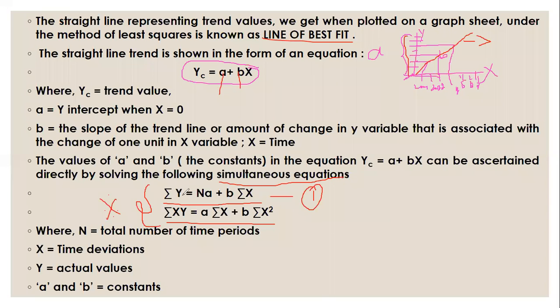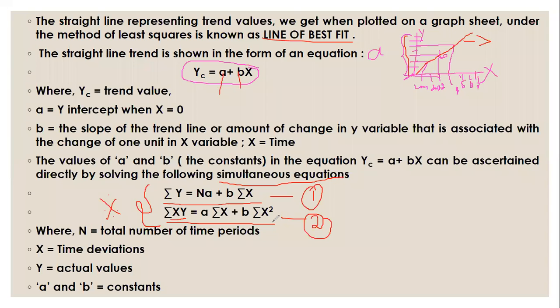So sigma y is equal to n into a plus b into sigma x. That is equation number 1. And equation number 2 is summation or sigma xy. So we will multiply x and y values, which is equal to a into sigma x plus b into sigma x square. Let us read the equations once again.